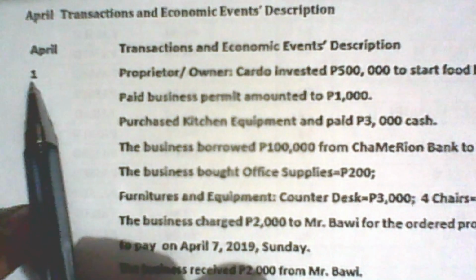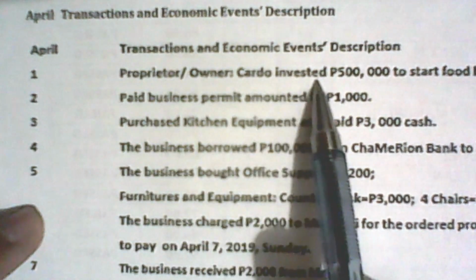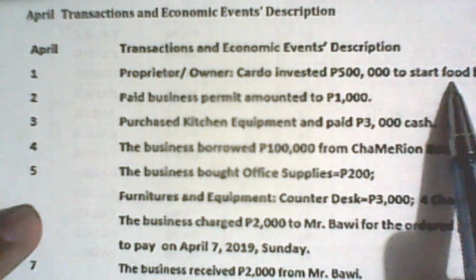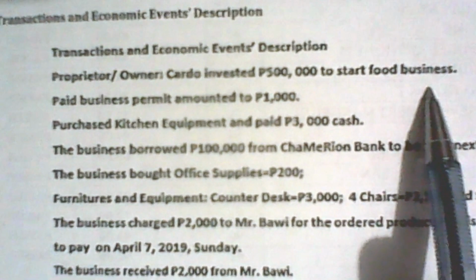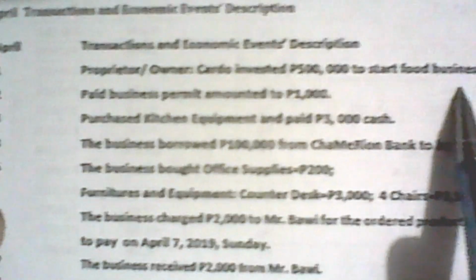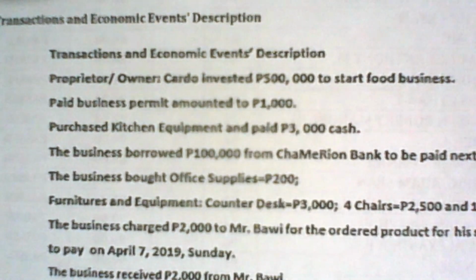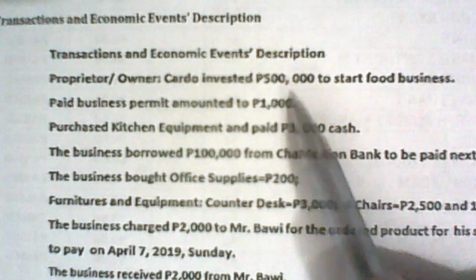It says here, proprietor or owner Cardo invested 500,000 to start the food business. That is April 1. So automatically the accounts affected here are cash and capital. So we need to journalize this transaction.